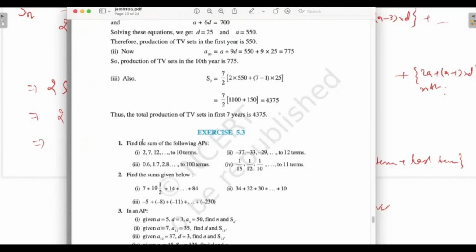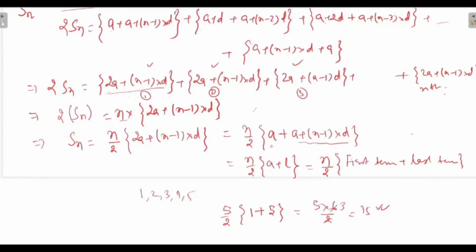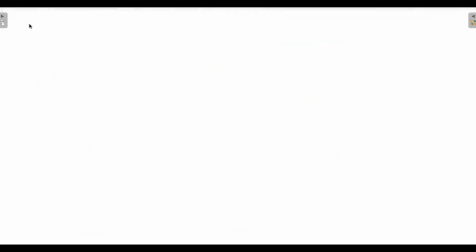Find the sum of the following AP: 2, 7, 12 up to 10 terms. Can you find the sum? What they are asking here is, there is an AP given which is 2, 7, 12, and it is going up to 10 terms. So they are asking you to find S10. S10 is equal to what? So how will you find it?